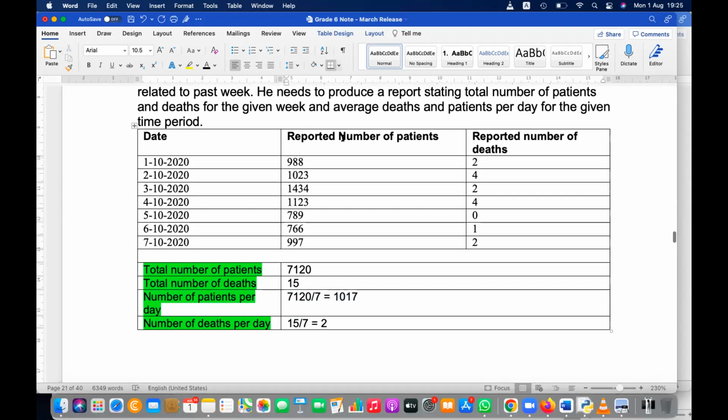So this is how he has solved the problem. He has actually broken down this problem into inputs, outputs, and processes. Then, through carefully organized steps, he has solved the problem.